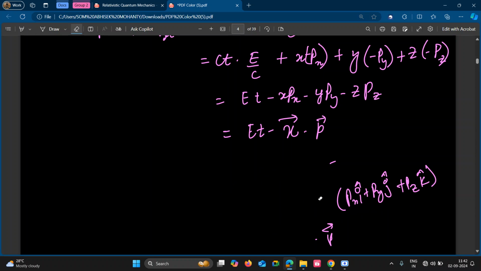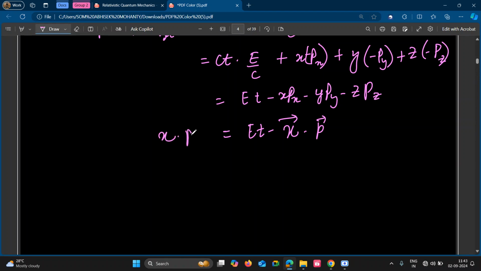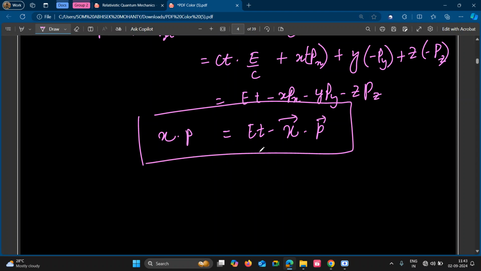So this is the expression for what? X dot P. Einstein summation of X dot P. Minus this. All right, I hope you understood till this point.